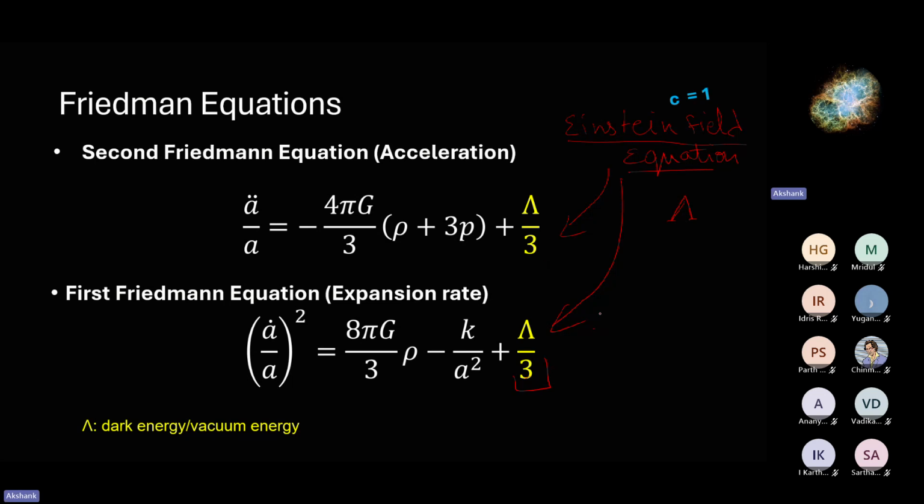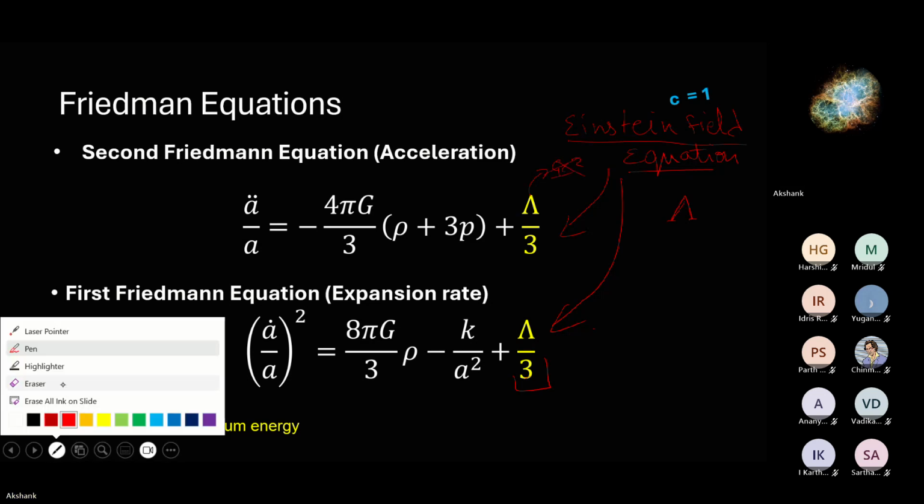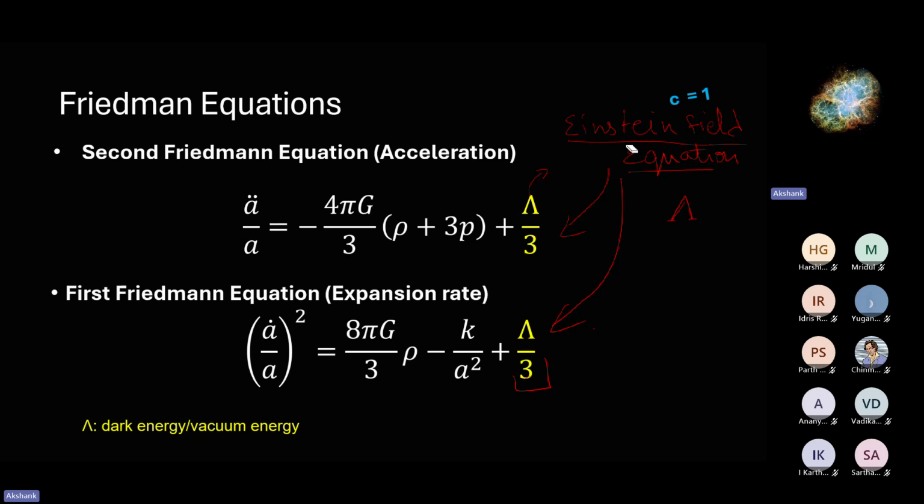This lambda also can be expanded in terms of G and stuff like that, GC squared, but we don't care. This lambda by 3 actually comes when you rederive it. The dark energy is actually added into the Einstein field equations, and then when you derive these Friedman equations back, that's where you get this 1/3 factor.